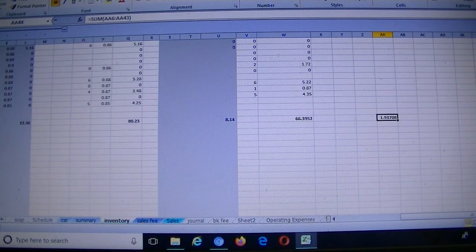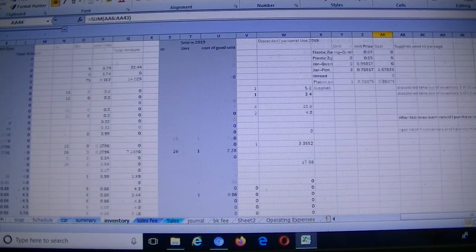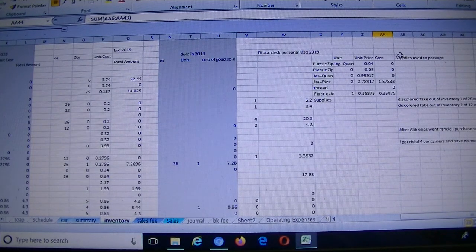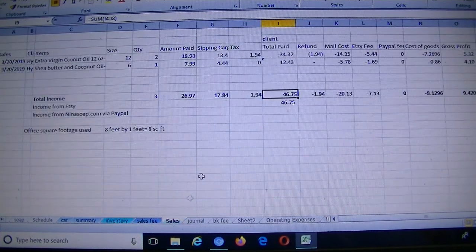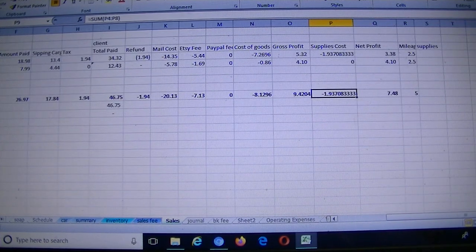That's what I use for packaging. So supply using packaging, that's there. You can find it on the sales sheet as well. Supplies used. So everything needs to tie up. So that's the supply cost.